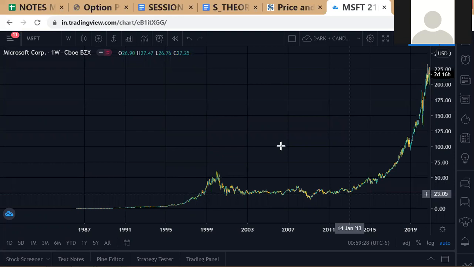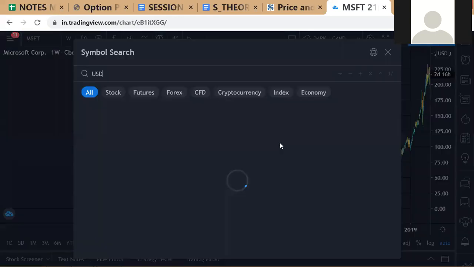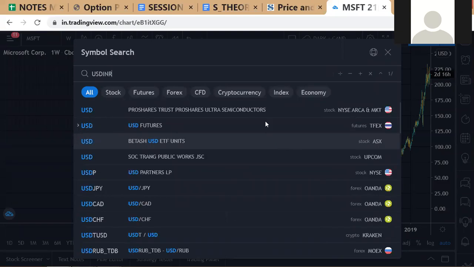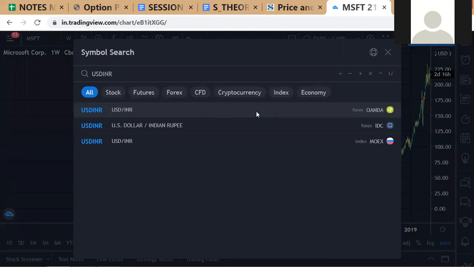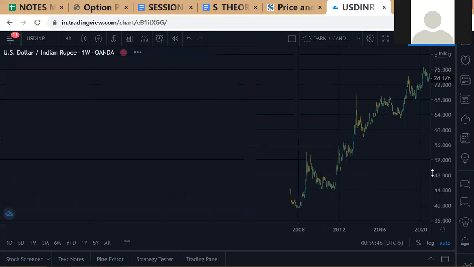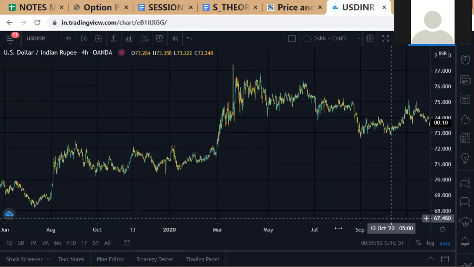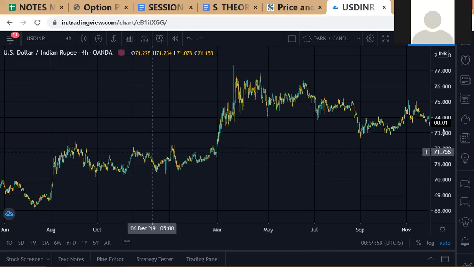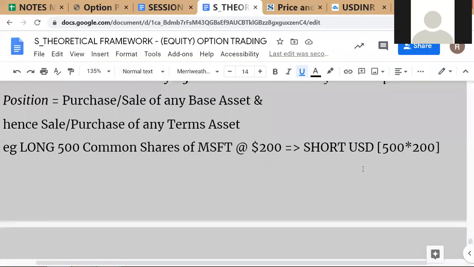Okay. In that case, you see there are always two assets, right? So if I write USD INR, this is the way that it is written. We can go to our chart view. You can see if you're long dollar rupee, in the dollar rupee market, here the base asset is US dollars, terms asset is Indian rupees. So if you're long dollars, that means you're short Indian rupees. So in this case, you're long common shares of Microsoft, and therefore you're short US dollars. So you're already short US dollars, right?